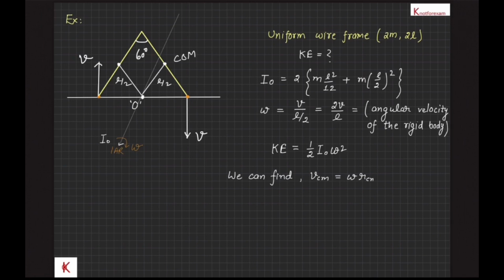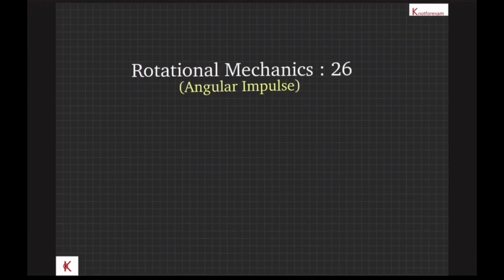Also we can find the velocity of center of mass in this case, as velocity of center of mass is equal to omega into distance of center of mass from the instantaneous axis of rotation, and then we can easily find the translational kinetic energy of center of mass, and also the remaining energy must be rotational kinetic energy about center of mass. We are going to discuss angular impulse.